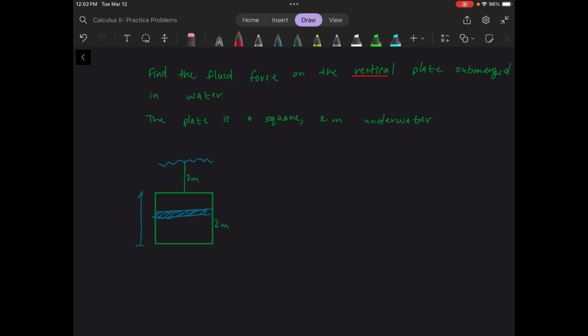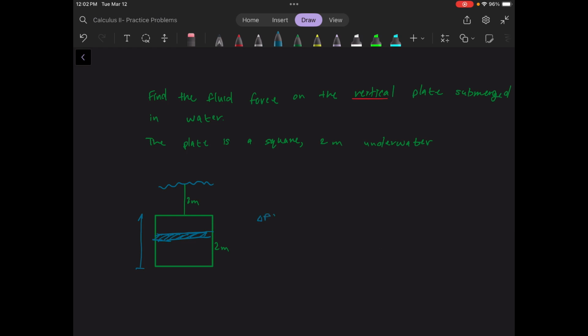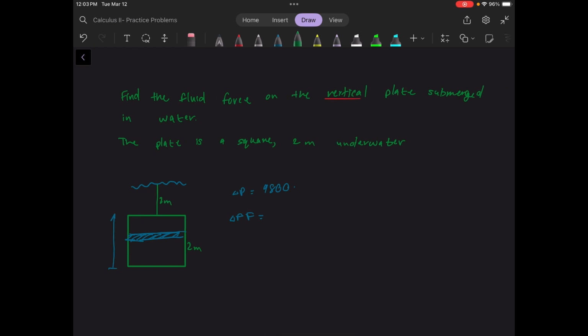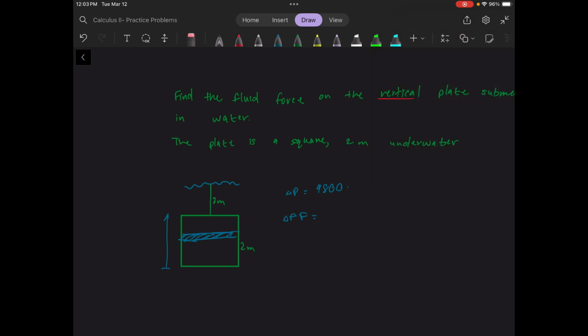So we need to find the delta fluid force, or the fluid force of just one slice, and we first do that by finding the pressure of this slice. It is the weight of the water. Since we're in the metric system, that's 9,800 newtons per cubic meter, times the depth. So what is the given depth of any of these slices? Well, we can put this on an XY axis just like this, and we can see that since this is 2 meters and this is 2 meters, this is like a y value of 4.